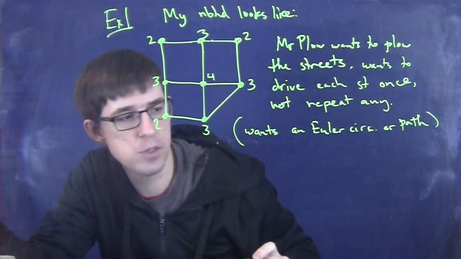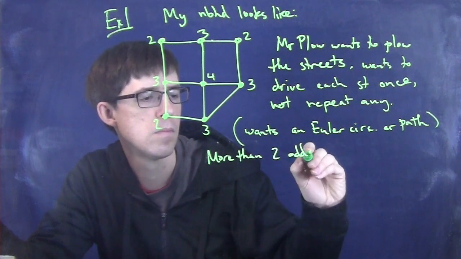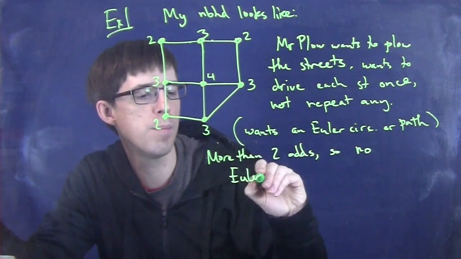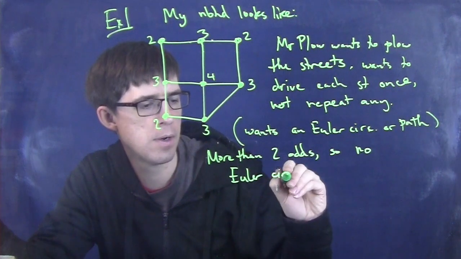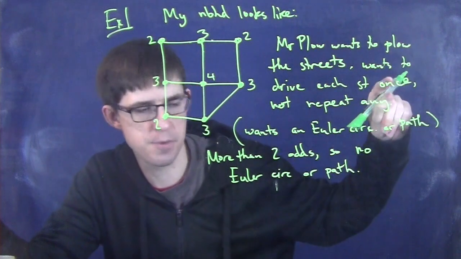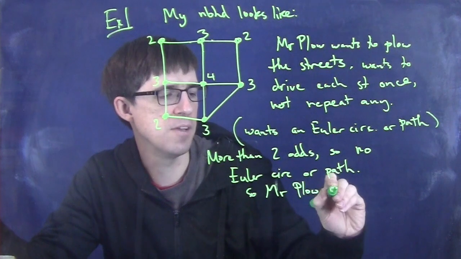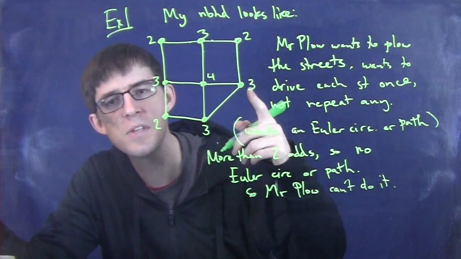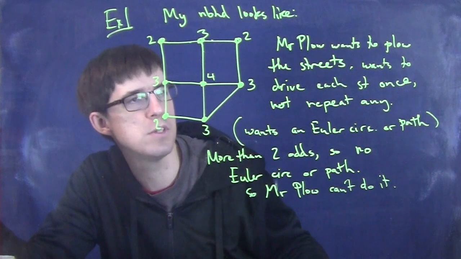So actually, since there's more than 2 odds, there is no Euler circuit or Euler path. There is no Euler circuit or path. So basically, this is not possible for Mr. Plow to do. So Mr. Plow can't do it. Of course, he can still plow the streets. It just means that he's going to have to backtrack and go across one of these streets more than once in order to hit every street.